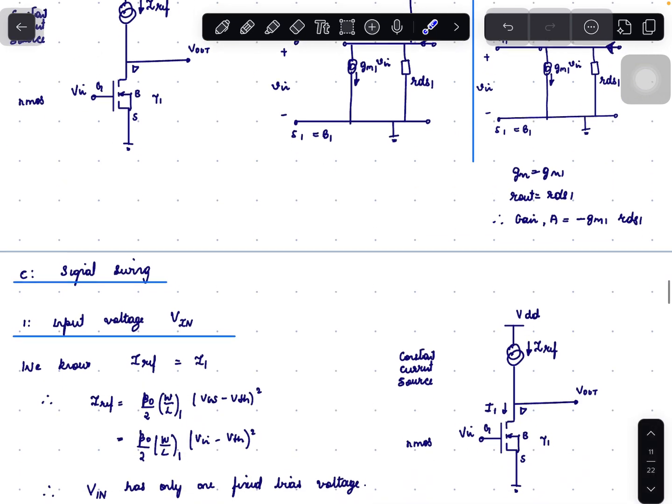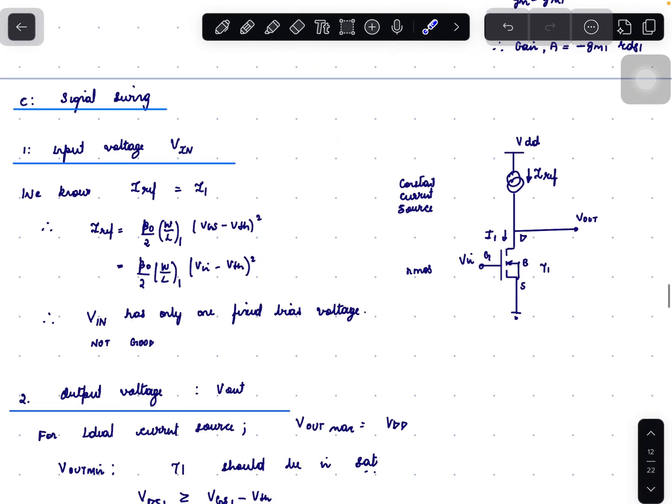Voltage swing. Input voltage swing, that is, what is the maximum and minimum value that the input voltage can take. Here we know that Iref is the constant current source. This current flows through transistor T1. So current through T1 is equal to Iref.